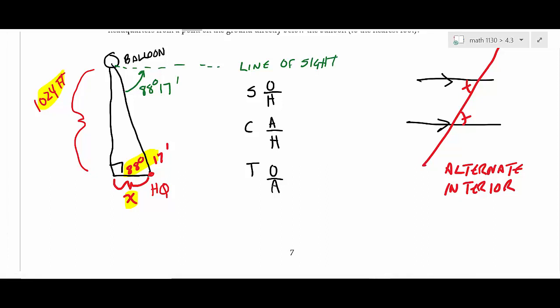So look at your angle and talk out what you have. What is this? The side what? Opposite. What's that? Adjacent. So what are you going to use? Tangent, right? Because you want to focus on that angle, opposite, adjacent, like that. So you're going to use the tangent because that's the one that matches this. What you want to write down then is the tangent of 88 degrees 17 minutes is equal to the side opposite, which is 1,024, over adjacent, which is x, like that.